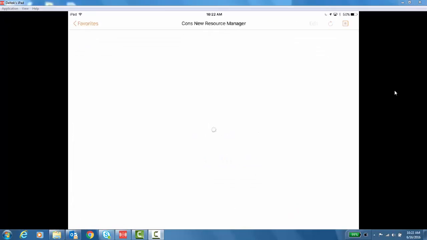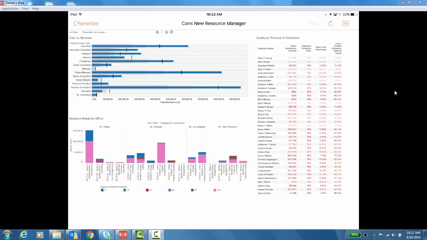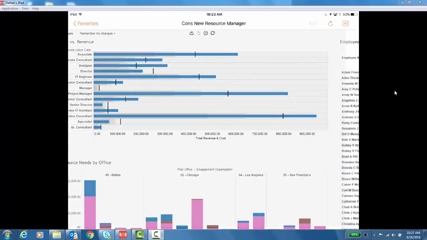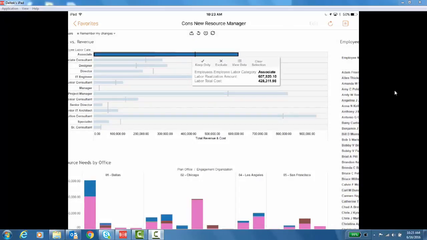where he or she needs to have a better understanding of what the people inside the portfolio or the office that they manage are doing, and how utilized they are. So, upper left-hand corner, cost versus revenue, I'm able to determine quick, fast, and easy what my associates are doing. As I click on the associates, it tells me that these associates have yielded almost $608,000, crowns, pounds, whatever it is, in realization or revenue, where they've only cost the business 428. So those people are making it.